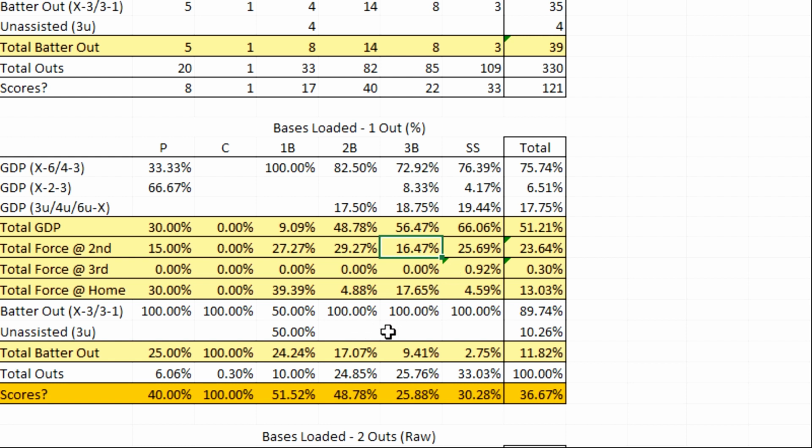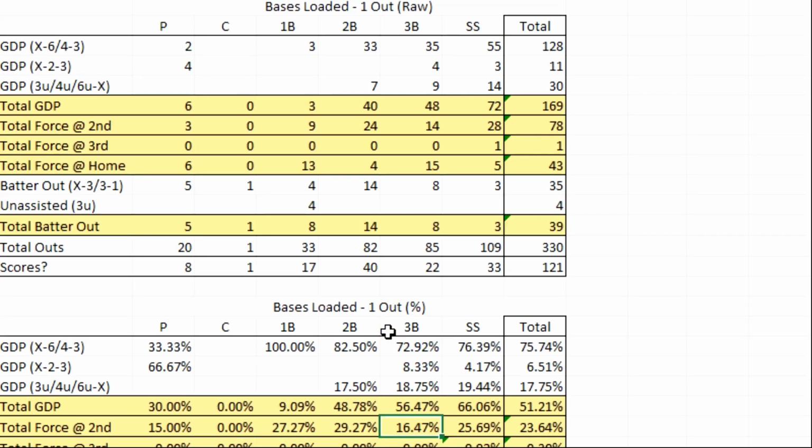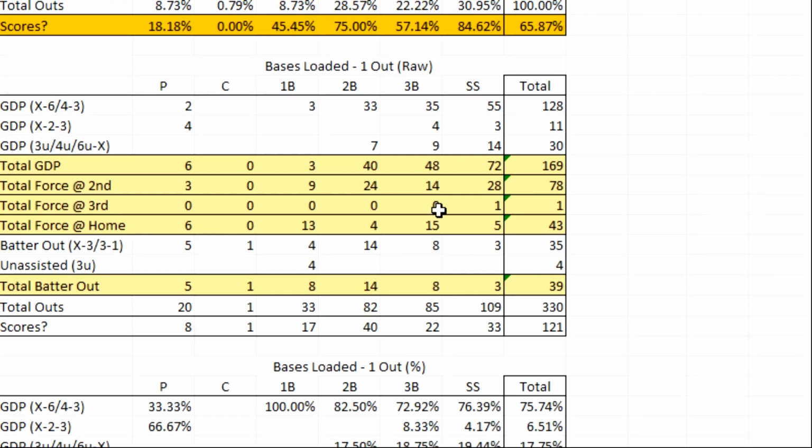So not too surprising. There were a couple of cases where there was a force out at third, but not very many. There was only one case where they got the runner going to third, force out at third. Only one time, and that was a ball hit to the shortstop.